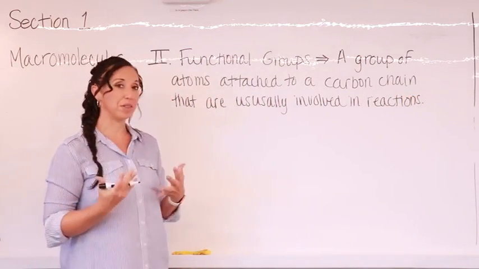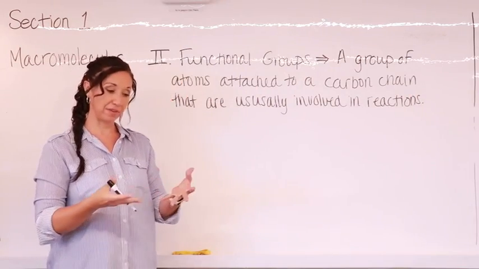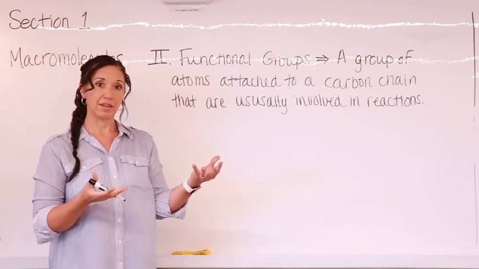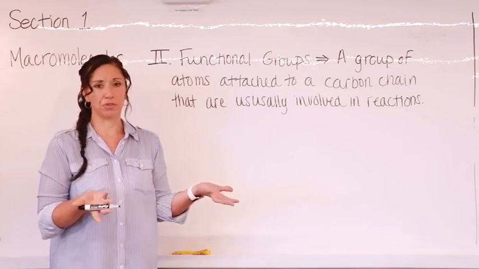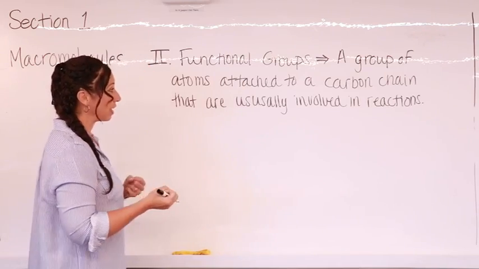So that's why we call them functional groups. Their function is to help with the reaction. If there wasn't a functional group on a carbon chain, they would be almost neutral. They wouldn't actually react or do anything like that. So these functional groups help aid reactions.